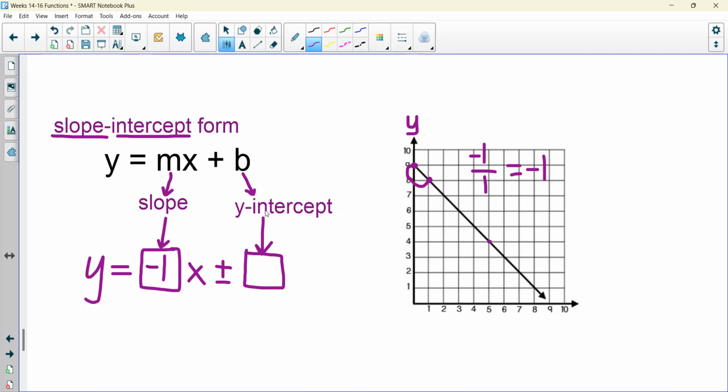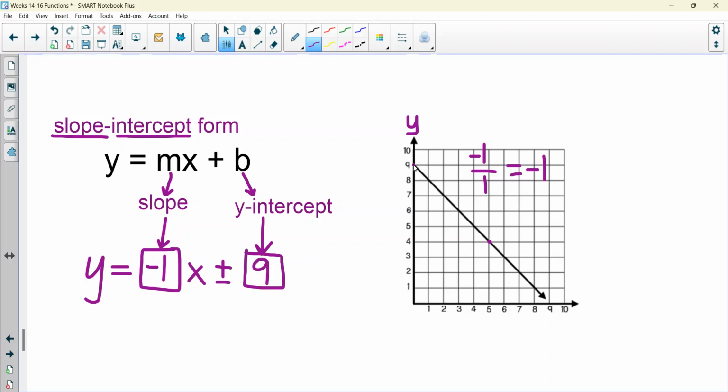Now I need to figure out the y-intercept. The y-intercept is where the line is crossing the y-axis. So I just want to look, if I have a graph, I want to look for that number where it's crossing. Here, it is intersecting at a 9, and that's a positive 9. So this would be plus 9 because it's positive.